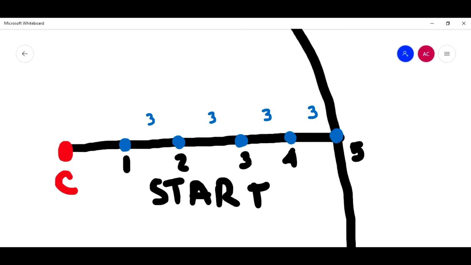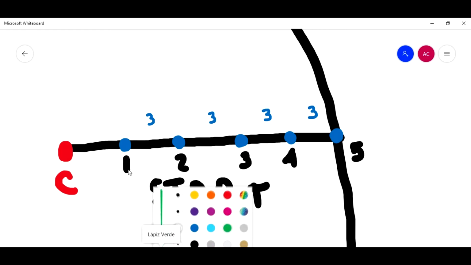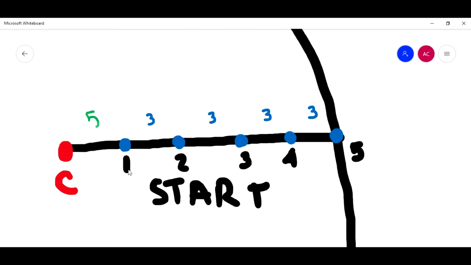Now the distance from the center to the first cyclist, I'm going to say that distance is 5 meters. So this distance is 5, and this is 3, 3, 3, 3.